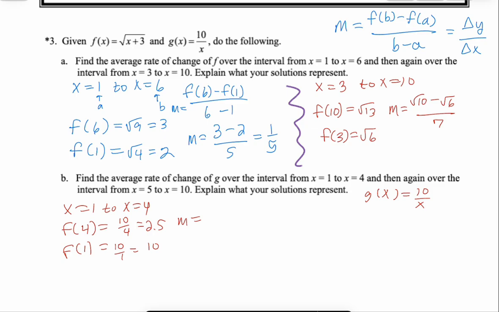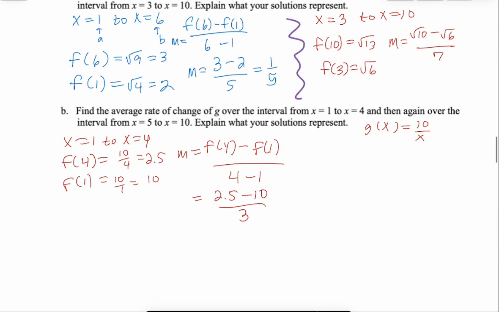But remember, it's going to be f of 4, ending position, minus f of 1, starting position, over 4 minus 1. This tells you the order that's going on the bottom, okay? So we know those. That's 2.5 minus 10 over 3. That's negative 7.5 over 3. Now, 7.5 is divisible by 3 rather nicely, and it gives us negative 2.5.